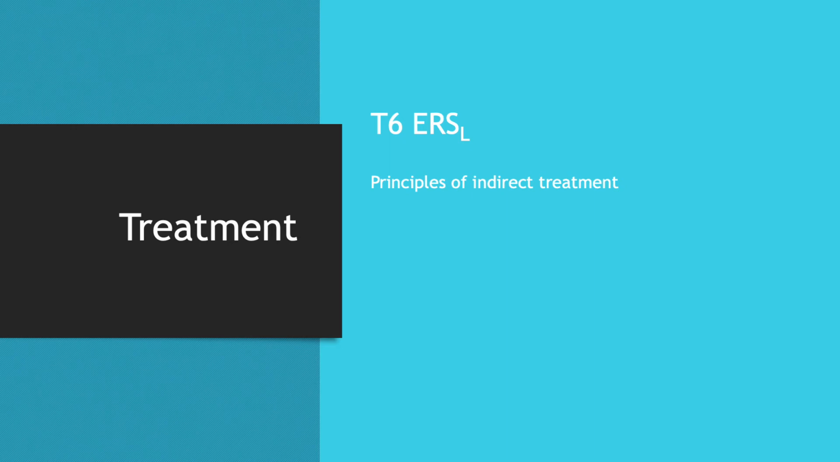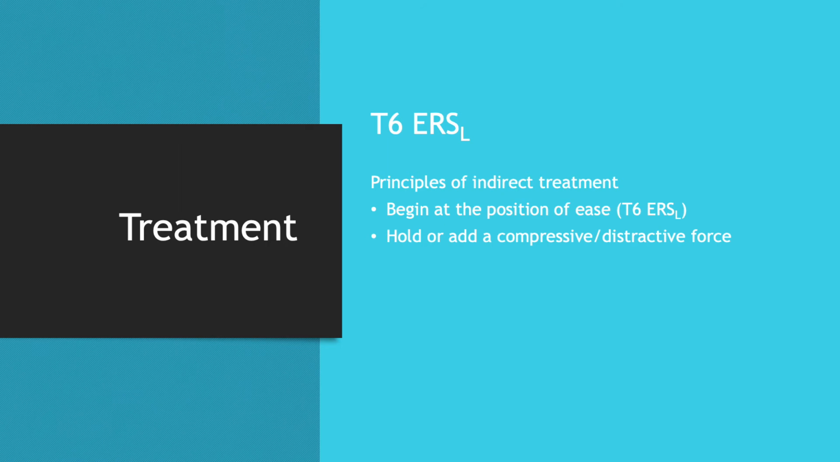So the principles of indirect treatment: begin at the position of ease, aka the positional diagnosis. So if the patient is diagnosed T6 ERS left, place them T6 ERS left. And then at that position, you either hold, as in strain counterstrain, or you add a compressive or distractive force. And then you just wait for the treatment to resolve. Again, in strain counterstrain, that would be 90 seconds or 120 for ribs. That's the textbook answer. Clinically, this occurs probably in a shorter time period. And for functional treatments, they usually resolve within 30 seconds to a minute.